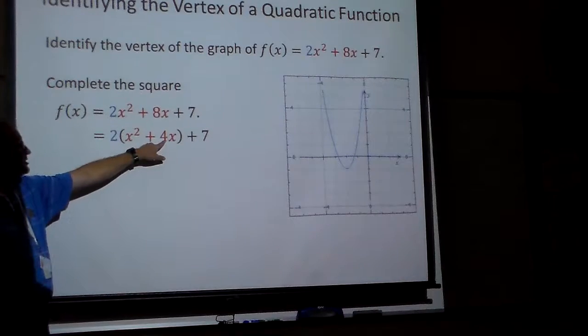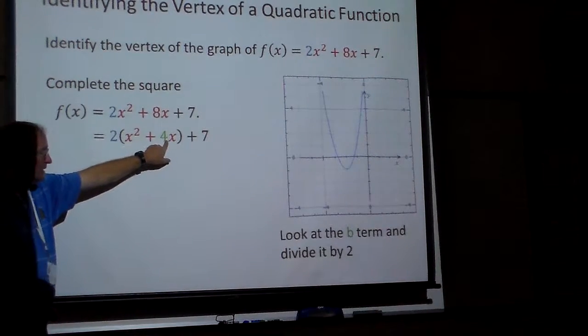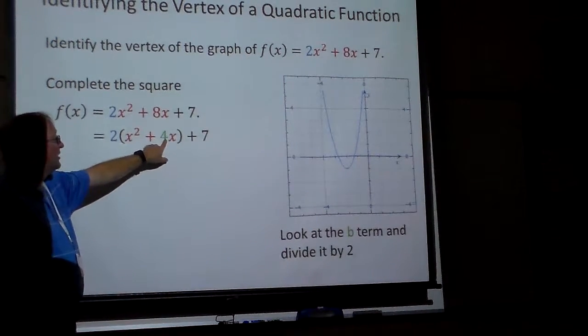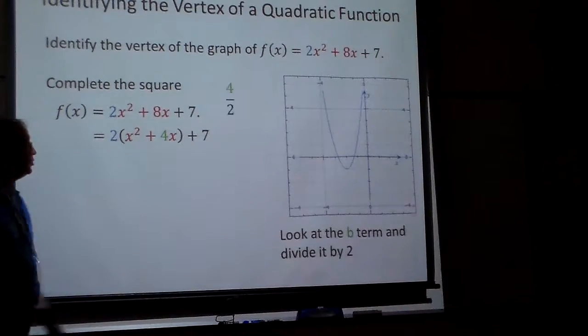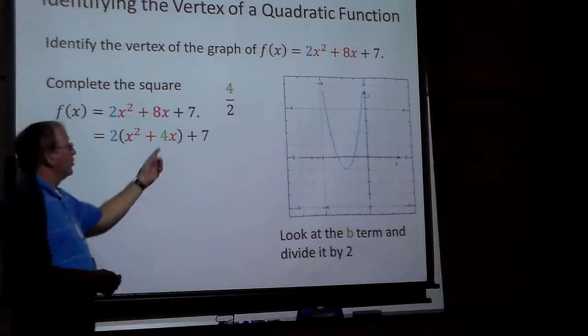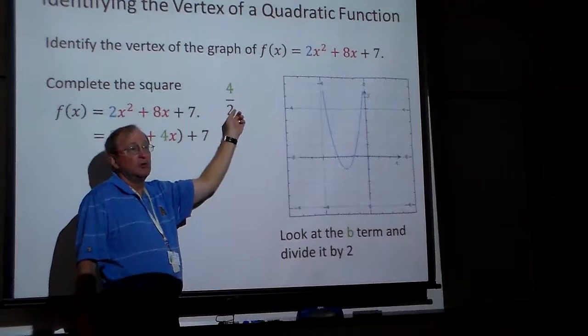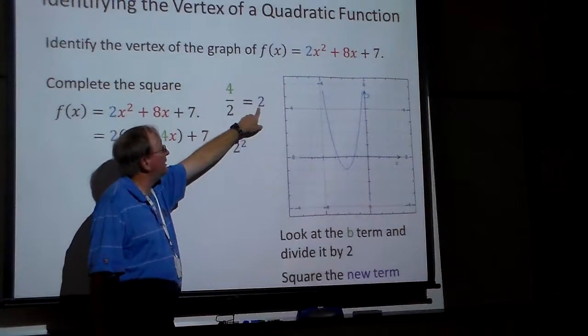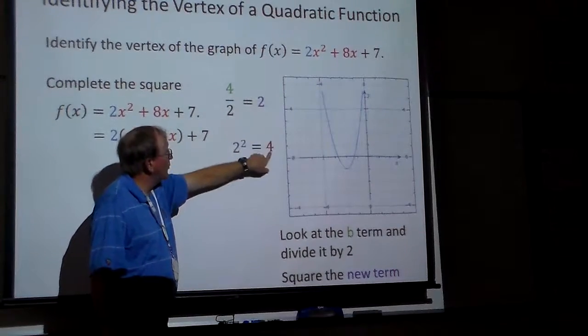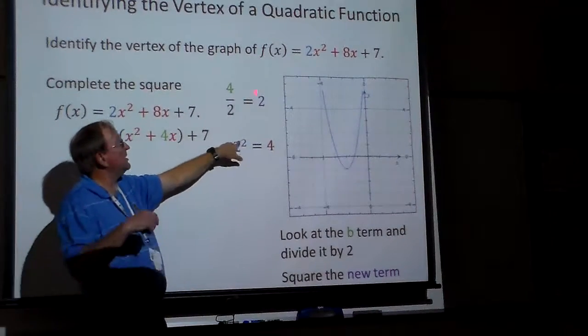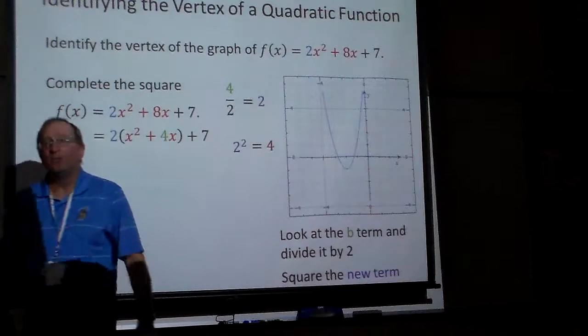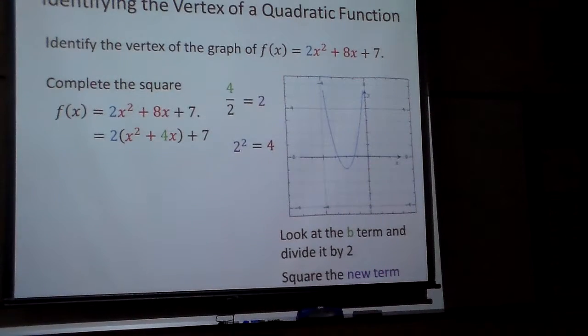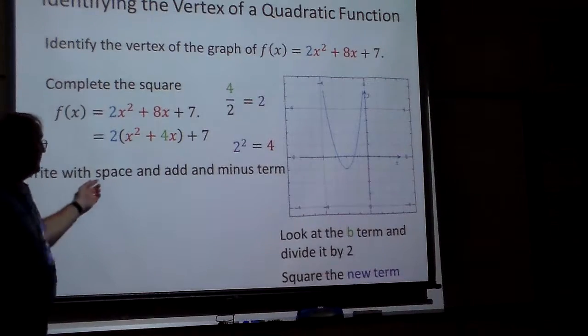Now I'm going to take this 4, that's the b term there, and I'm going to divide it by 2. No matter what this number is, I divide it by 2. Now 4 divided by 2 is 2, and then I'm going to square it for my new term. No matter what I get there, I'm going to square it. Now, here's where the tricky part comes in. I've got to add that 4 back in here.